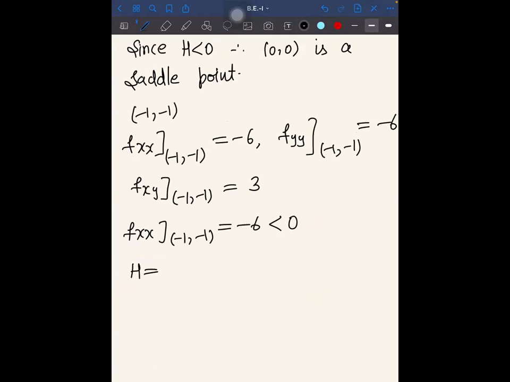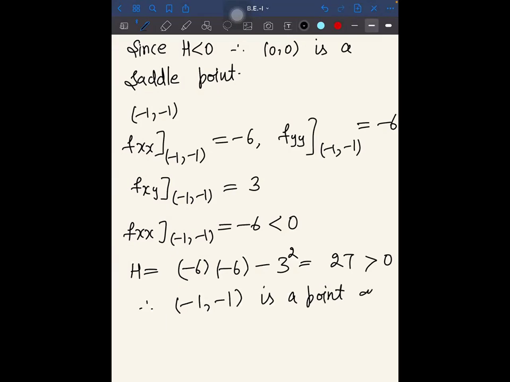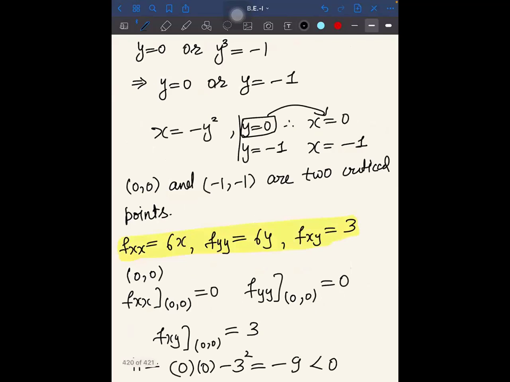So we know that fxx at -1, -1 is negative. And what about H? H is -6 into -6 minus -3 square, so that becomes 27, which is positive. So it is a point of maximum. Therefore, -1, -1 is a point of local maxima, I would say. Are you getting this?